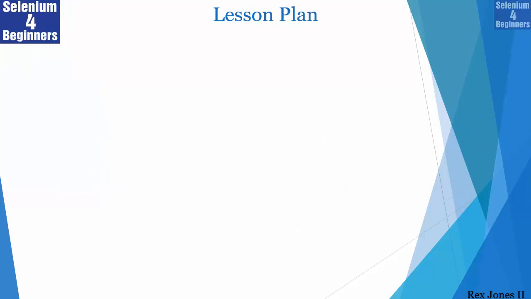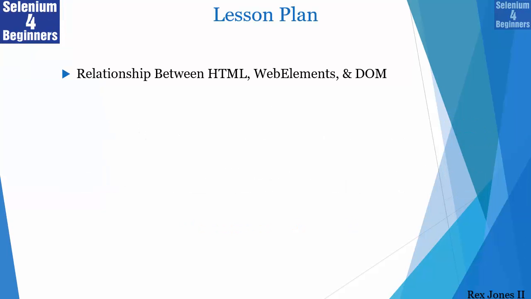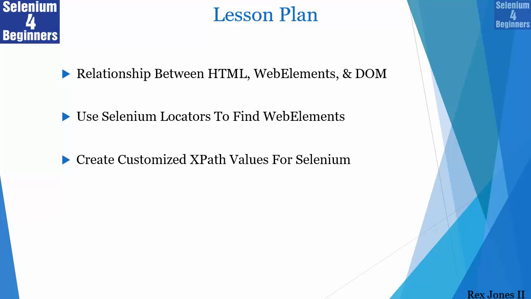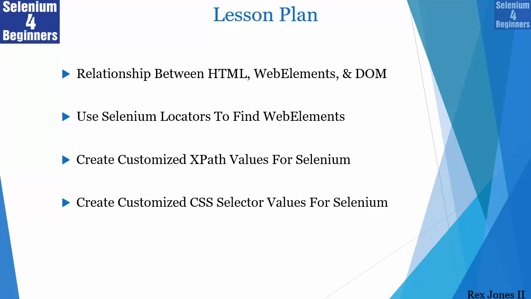The complete lesson plan will include the relationship between HTML, Web Elements, and the DOM. Then I will show you how we use Selenium Locators to find Web Elements. There are 8 Selenium Locators. One of the locator types for Selenium is XPath, and another locator type is CSS Selectors. I'm going to demo how to create our own customized XPath and CSS selector values.